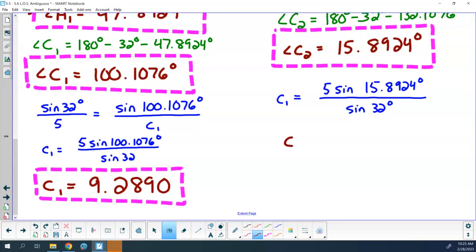Oops, this should have been side C sub 2, not side C sub 1. I get 2.5837.